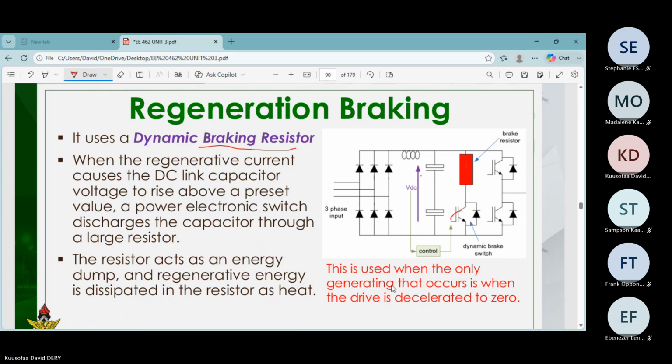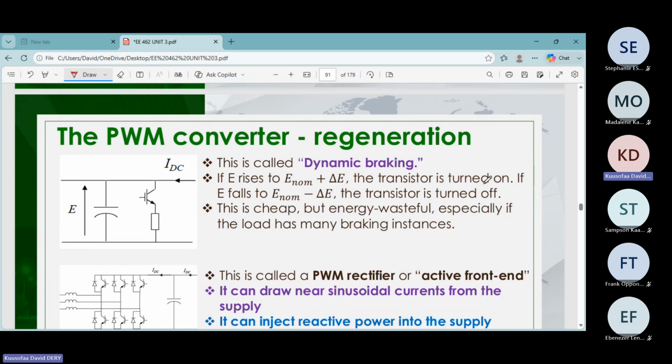This is used only for generating that occurs when the drive is decelerating to 0. So you don't just use it like that. This is called dynamic braking. You set a limit. When it goes beyond that, you turn on the transistor. When it falls below that, you turn off the transistor. So this is cheap, but it wastes energy, especially when you are doing a lot of braking. So we don't want that to happen.